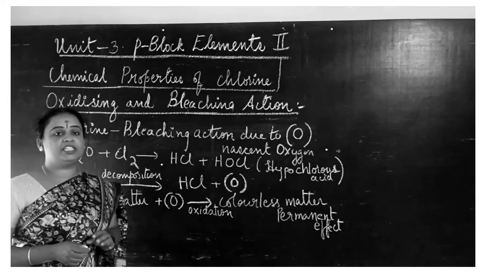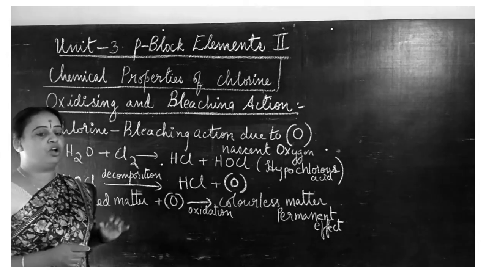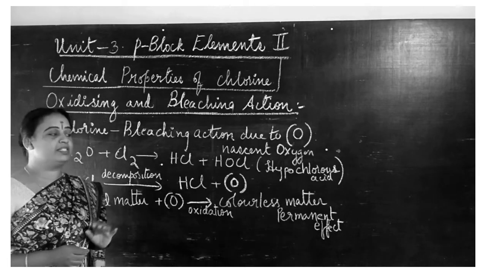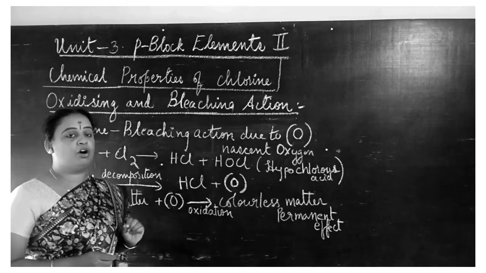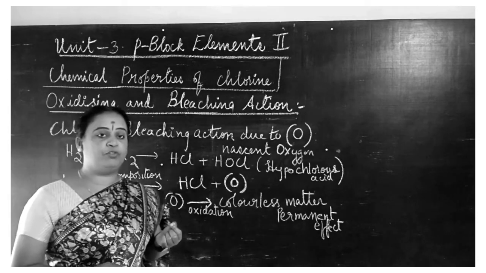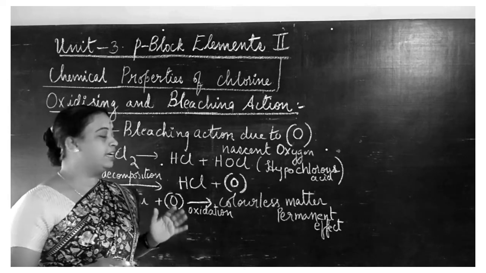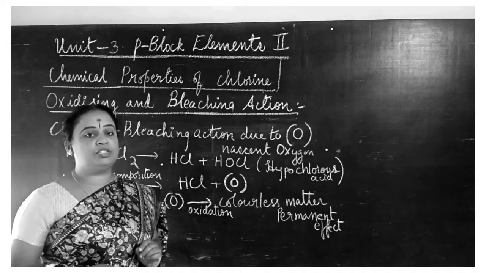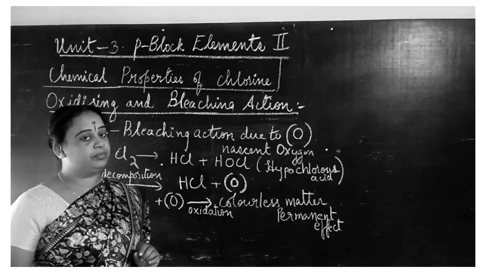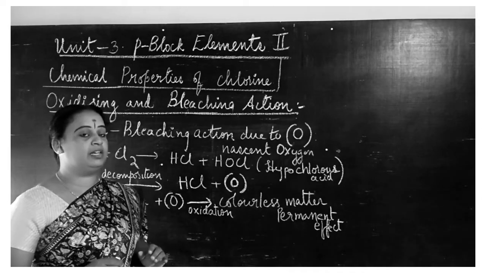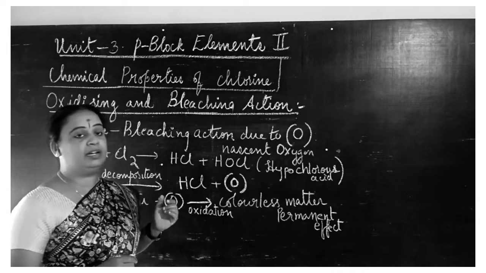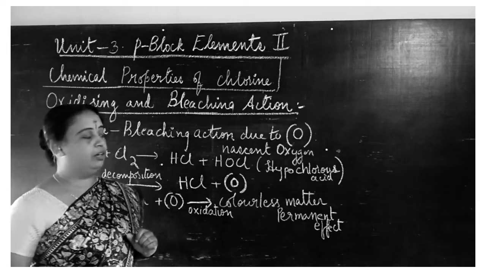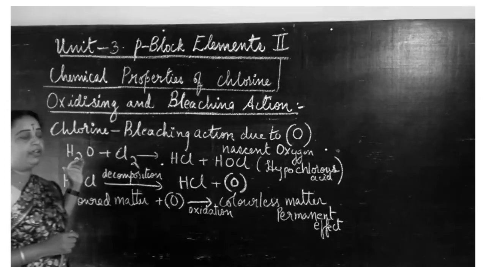What is responsible for this strong bleaching action of chlorine is the nascent oxygen, that means atomic oxygen, oxygen in the atomic form. That is called nascent oxygen. This nascent oxygen is highly reactive. It is because of this reason that chlorine exhibits high bleaching action. Okay, so let us look into the reaction here.